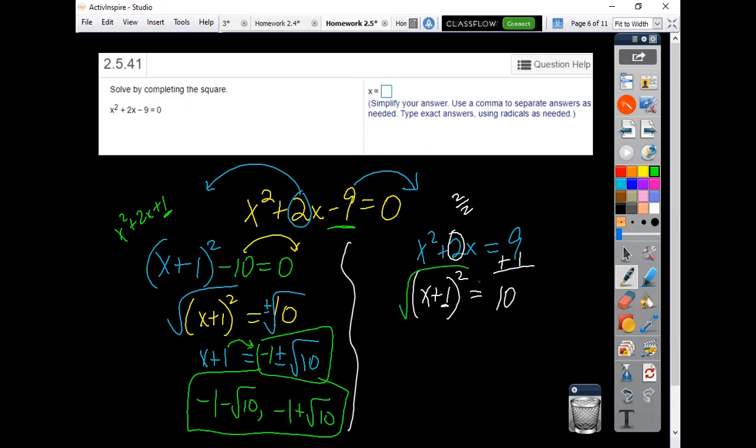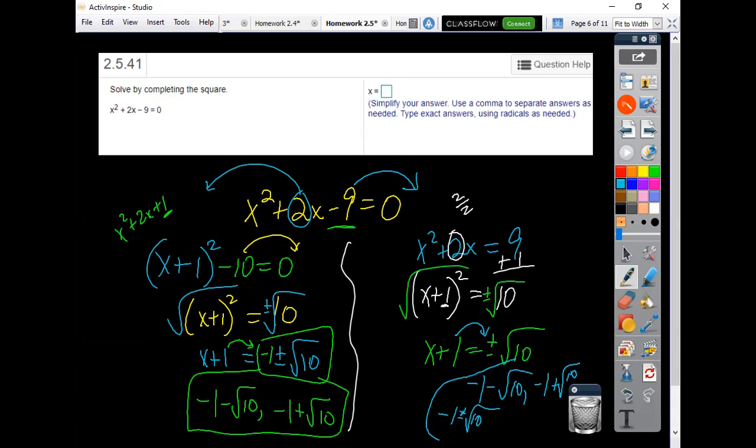Square root both sides to get rid of the square. Don't forget your plus or minus. Last but not least, subtract the 1 to the other side, and I've got my negative 1 minus the square root of 10, and my negative 1 plus the square root of 10 for my two answers, unless you want them just written with the plus or minus symbol in one step. And there you go, completing the square to solve a quadratic equation.